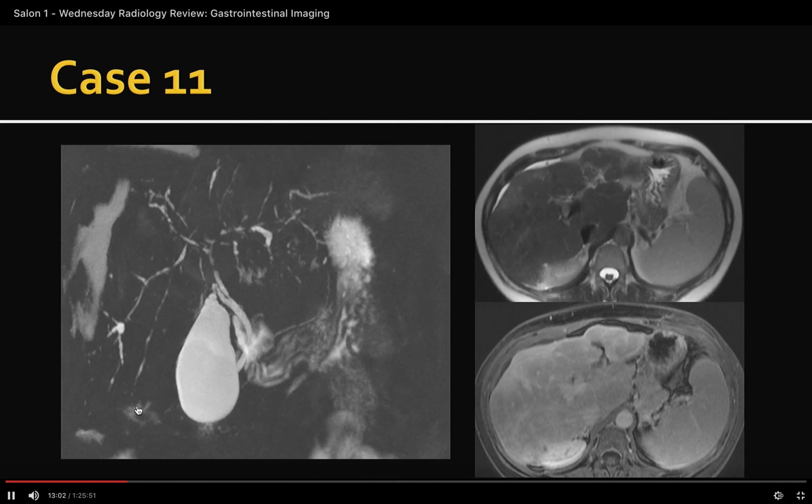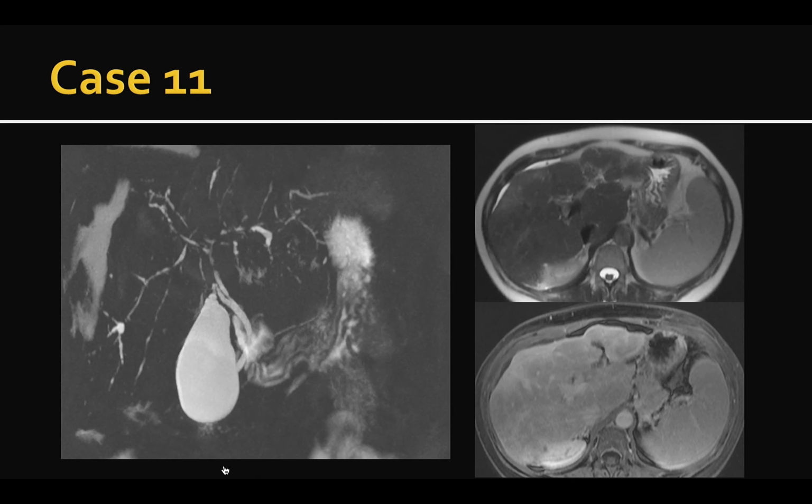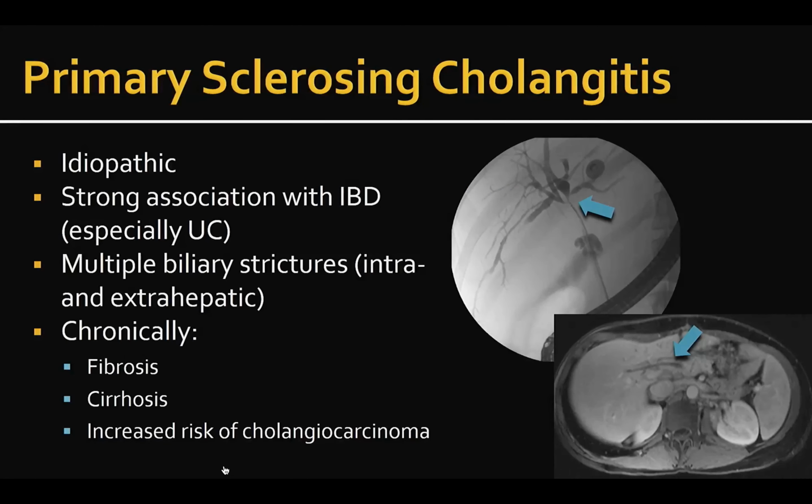My next case is a patient with an elevated bilirubin. You can see that they have multifocal intrahepatic biliary strictures, and that on their MR images they also have a vague area of increased T2 signal with delayed enhancement that's geographic and is consistent with fibrosis. And this is a patient with primary sclerosing cholangitis with associated liver fibrosis.